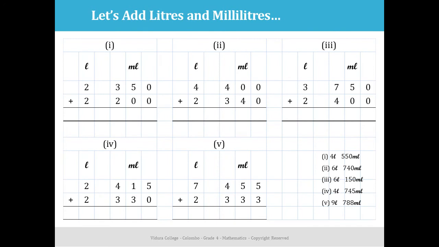Children, let's do these activities. Here you have to add the given sums in liters and milliliters. First one, you have to add 2 liters and 350 milliliters to 2 liters and 200 milliliters. So you have to do this activity in your book and pause the video for a while. After that, we will check the answers.